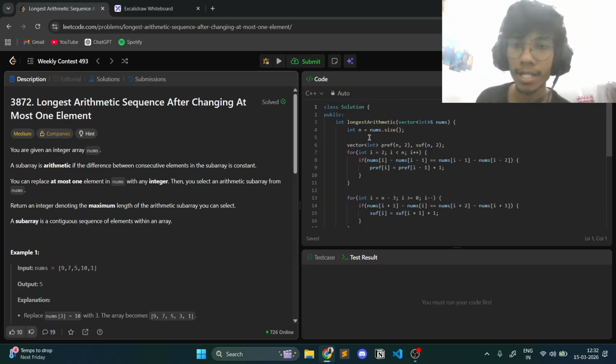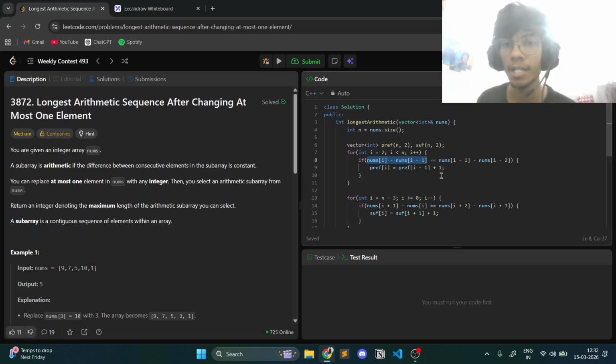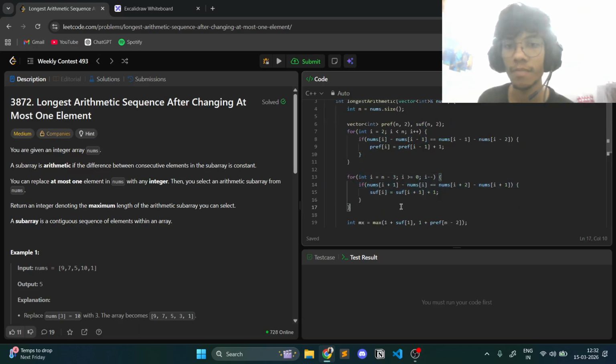So right here I am constructing my prefix and suffix arrays. Note that we initialize this by 2, because a 2 length subarray is always possible. Now I start from 2, and I check if the difference of the current element is the same as the previous element. So we'll take whatever was possible till the previous element, and add 1 to that. And similarly we'll do this for the suffix one also.